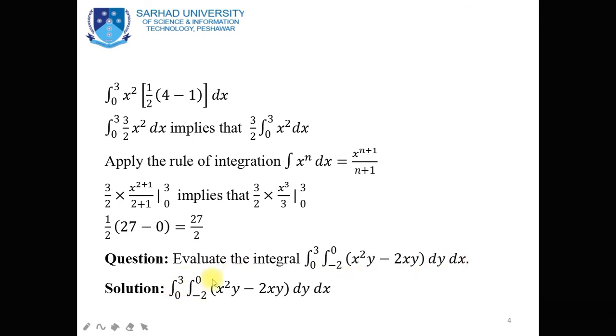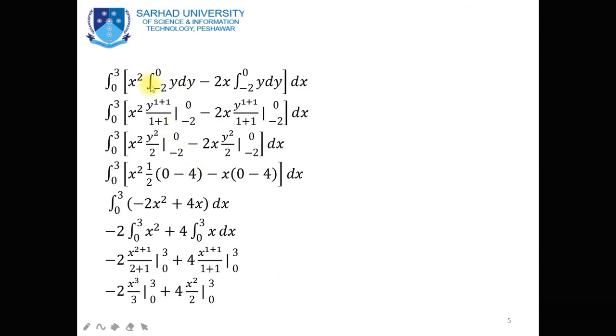So first of all, evaluate the integration with respect to y. Now integration with respect to y, so x square is treated as a constant, and in this term 2x is constant. So integration of y with respect to y is y power 2 divided by 2, y power 1 plus 1 divided by 1 plus 1, and integration of this term y with respect to y, power 1 plus 1 divided by 1 plus 1, and the integration limit is from minus 2 to 0.